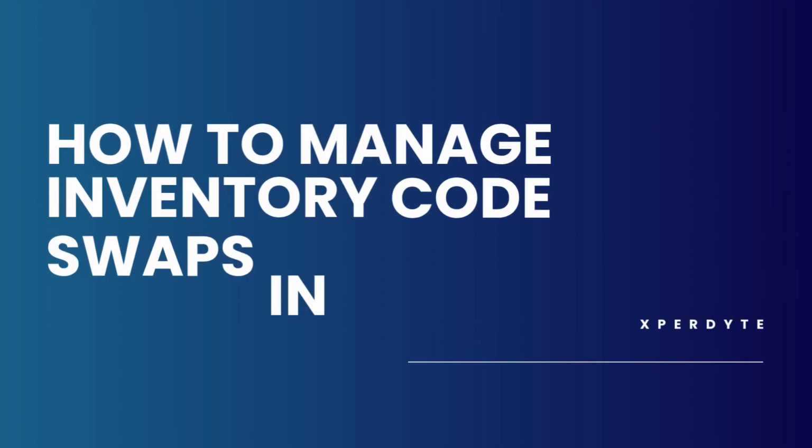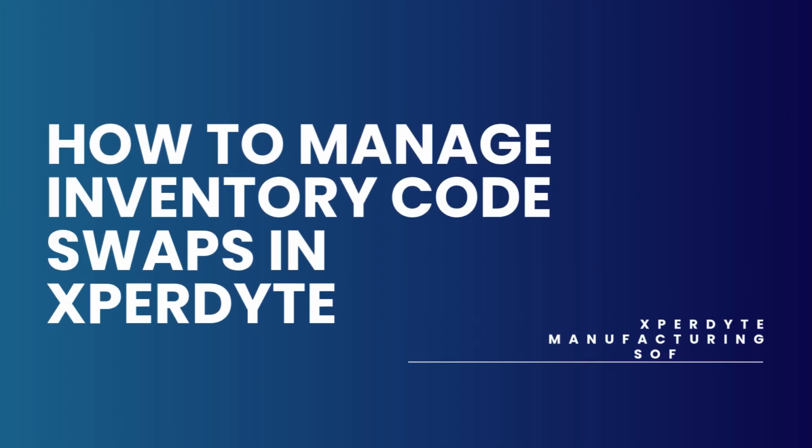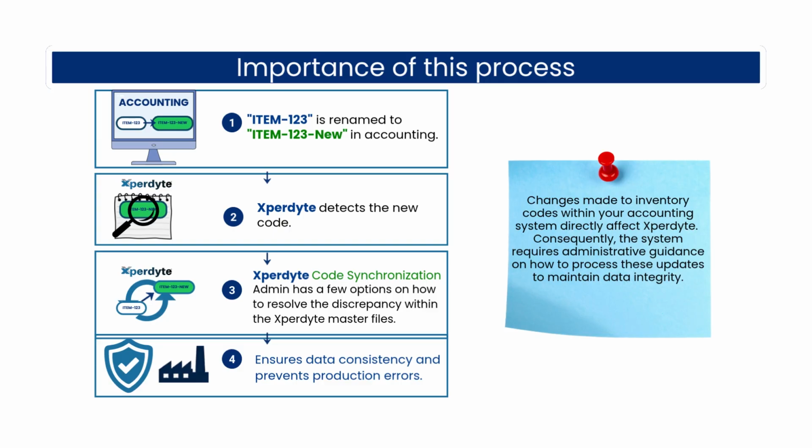Hey there, today we are looking at how to manage inventory code swaps between your accounting system and Xperdyte manufacturing software. Renaming items in your master records can disrupt production tracking, since materials are linked to active bills of materials and production runs. Xperdyte includes a built-in feature to detect these changes and align your data, preventing errors and ensuring consistency across platforms. Let's explore how this tool works.